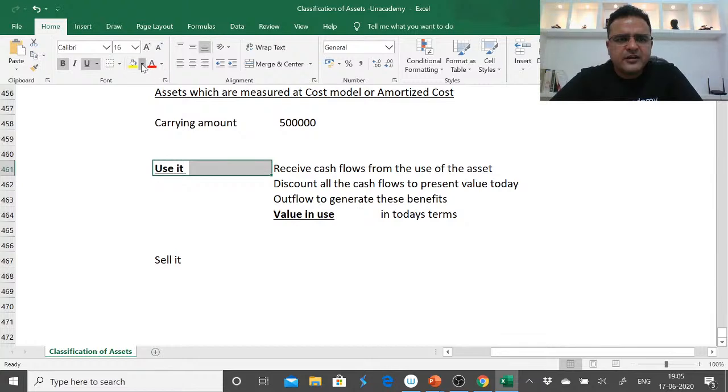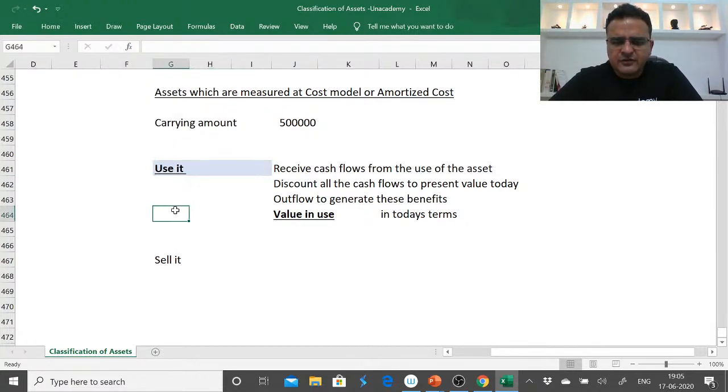Because we may be getting 1 lakh after 1 year, 1 lakh after 2 years, 1 lakh after 3 years. This is the way we may be getting cash flows, or we may be getting 2 lakhs or 3 lakhs. We may be getting cash flows much more than the carrying amount. If we are going to receive much more than the carrying amount, that's a positive sign. That's the expectation, that we bought an asset and we are going to generate economic benefits much more than the value carried in the books.